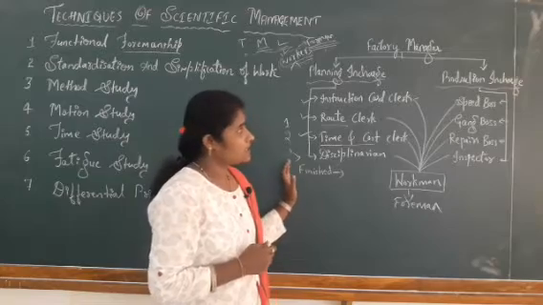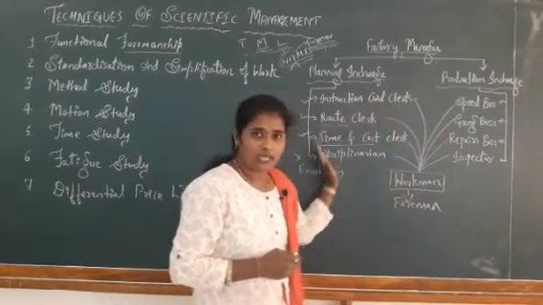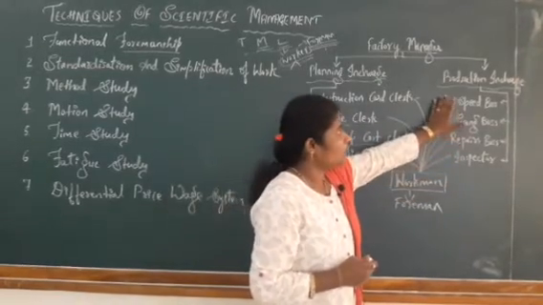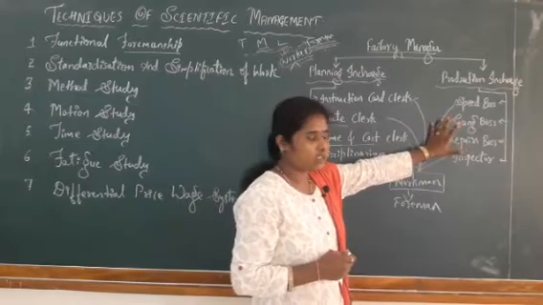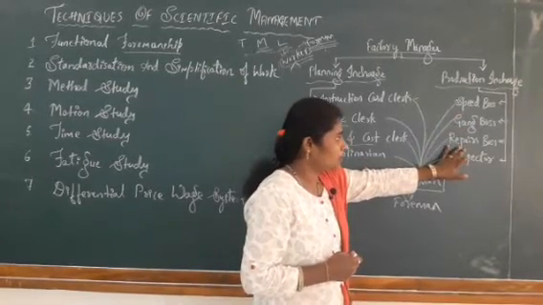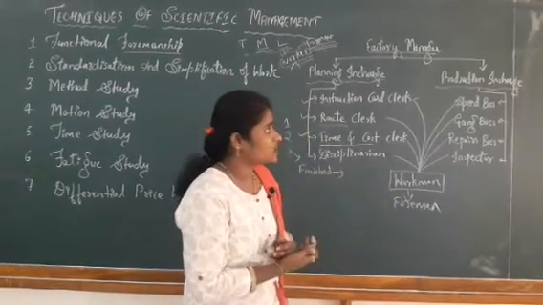Okay, next is the second in charge, that is production in charge. When you complete the planning process, then you move towards the production. So in production in charge there are mainly four: speed boss, gang boss, repair boss and inspector. So here there are mainly four. The first one is the speed boss.